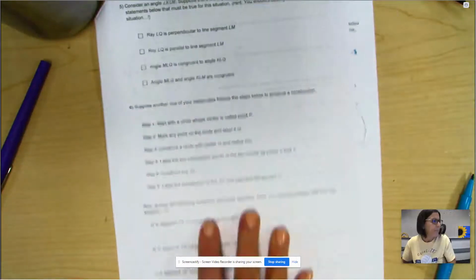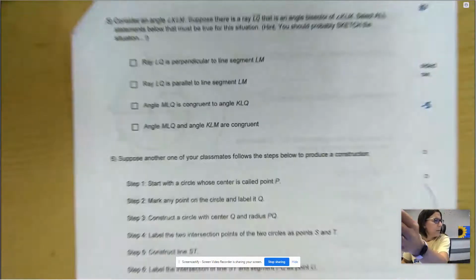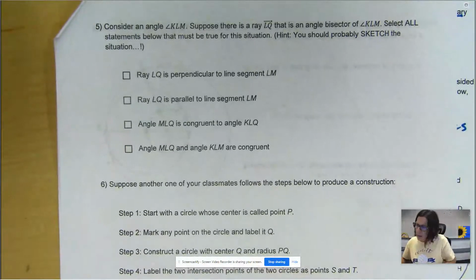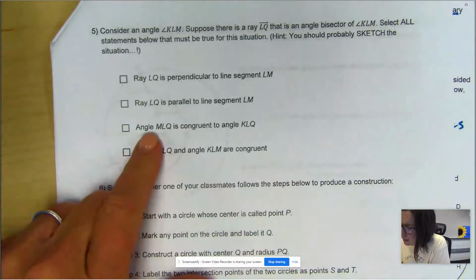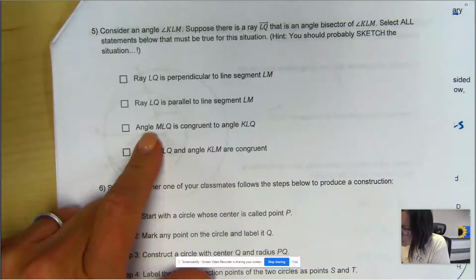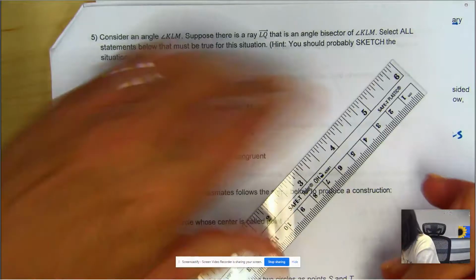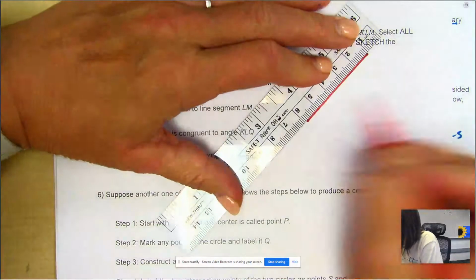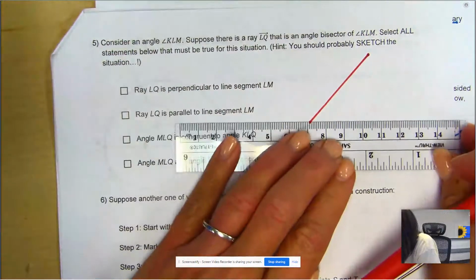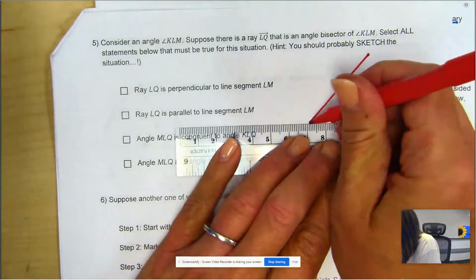All right, next we have number 5. Zoom back in. This just wants you to sketch, so I don't want you to freak out that I'm freehanding, because it is just a sketch. It says consider angle KLM. Suppose there is a ray LQ that is the angle bisector. So I'm just going to sketch an angle. It doesn't say how big it is or anything.